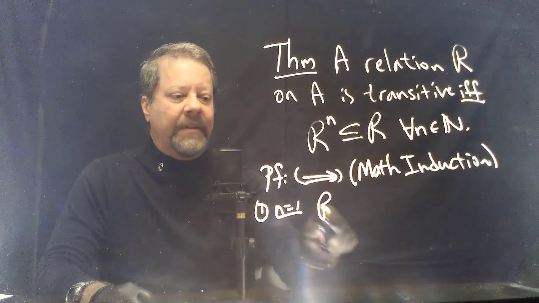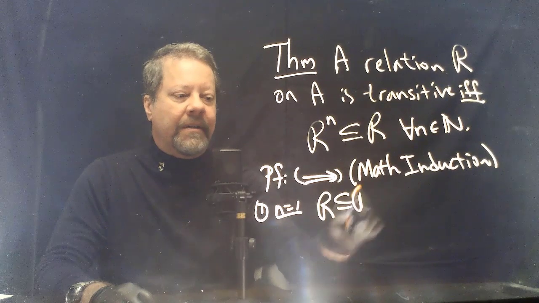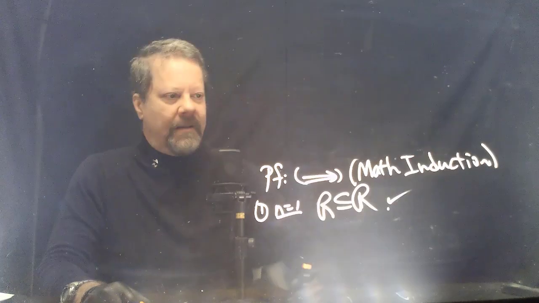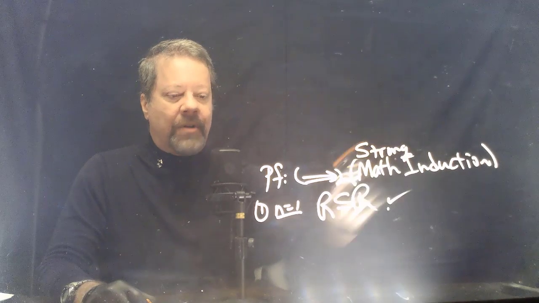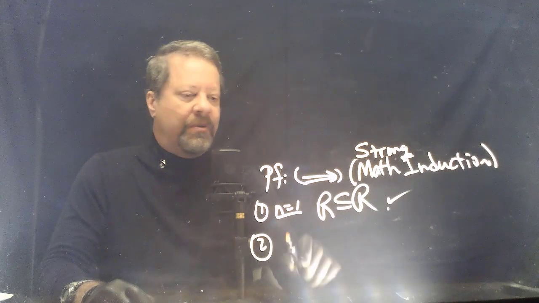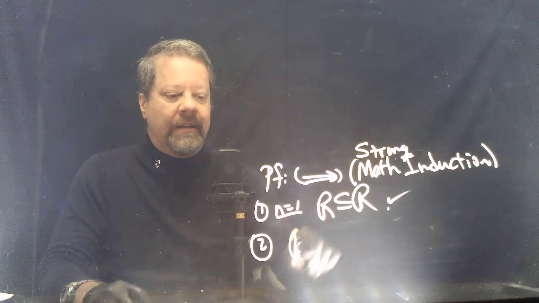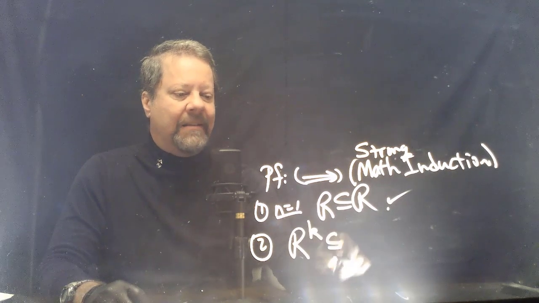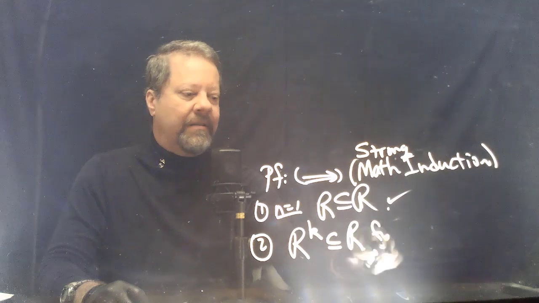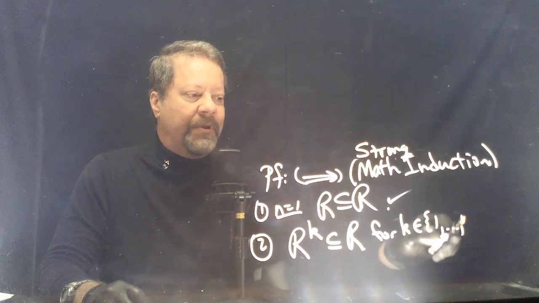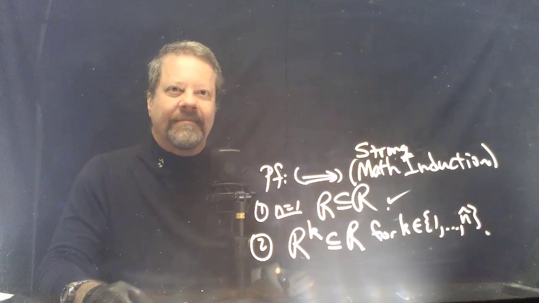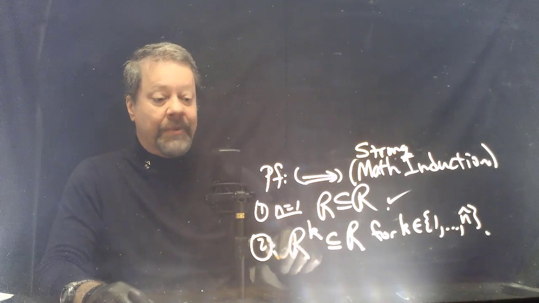Well, is R contained in R? And the answer there is obviously yes. And in fact, for this particular proof, we will need strong induction. So on part 2, we're going to suppose that R^k is contained in R for all k going from 1 up to some n hat. So we get to assume this.